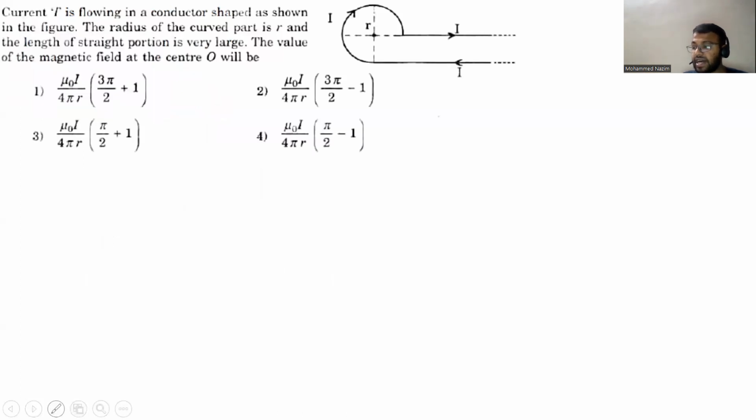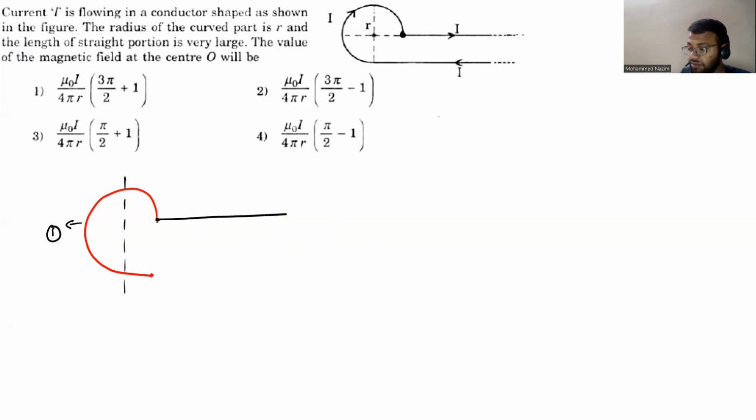Next question. Current I is flowing in a conductor shaped as shown. So let me draw the conductor here separately. And here we can divide it into different sections, as many sections as you want, or as per the requirement of the problem. So I can try to divide it into 3 parts. One is 3/4 of a circle. And then you have this, where one end is fixed and the other end is going up till infinity. That means it is a semi-infinite wire. So this I'll call 2, which is semi-infinite.